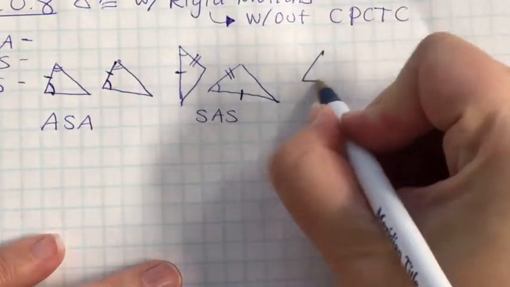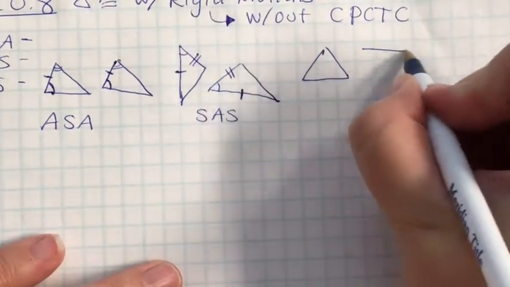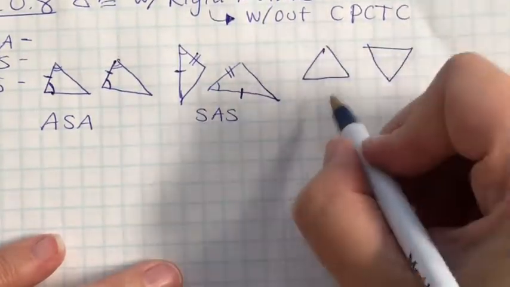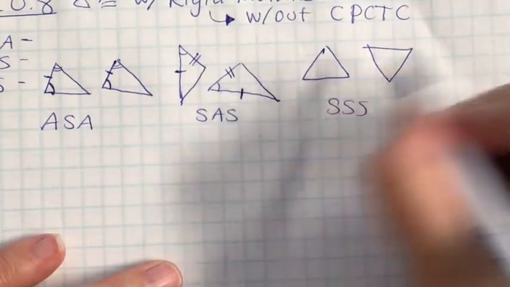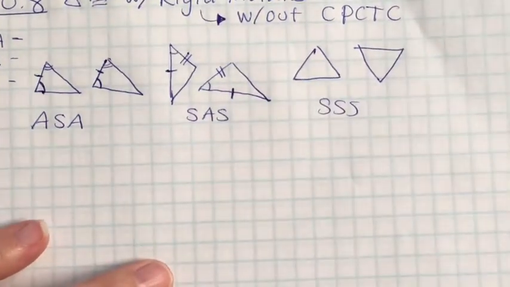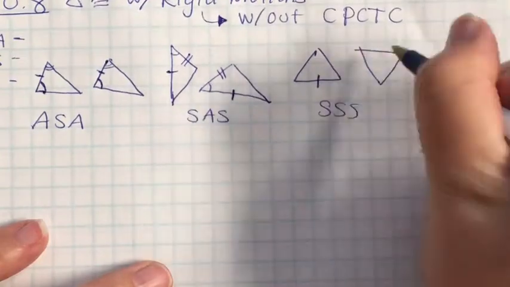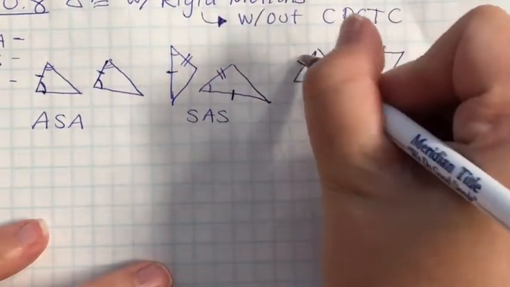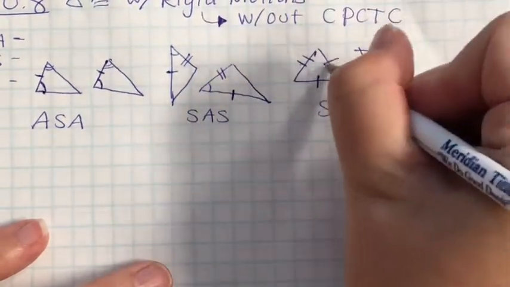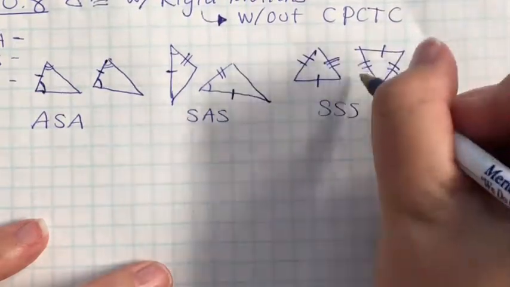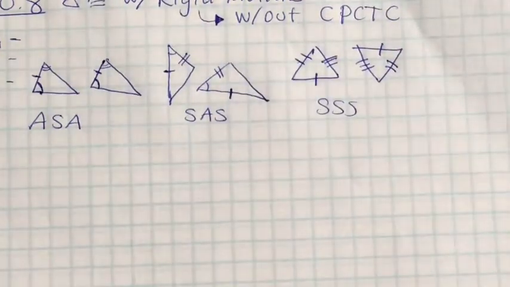And my pictures are horrible. Side, side, side. But the cool thing is even if your pictures are bad, you can use these symbols, like this one's the same as this one, and this one is the same as that one. Like that. Side, side, side.